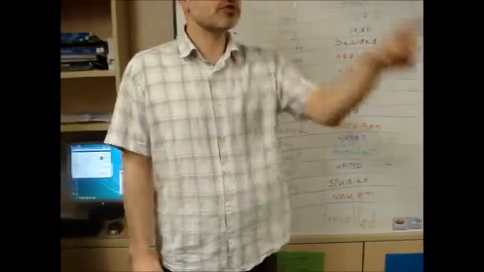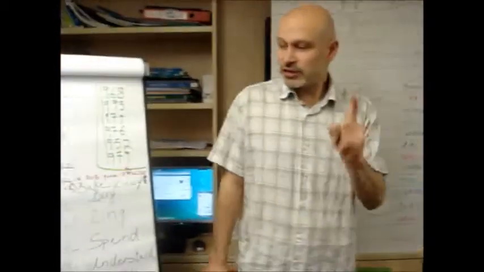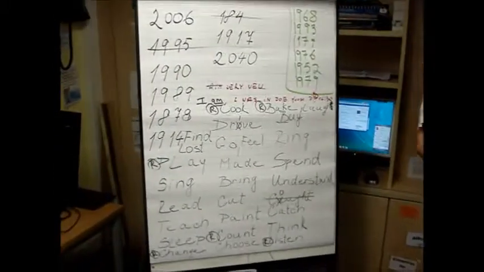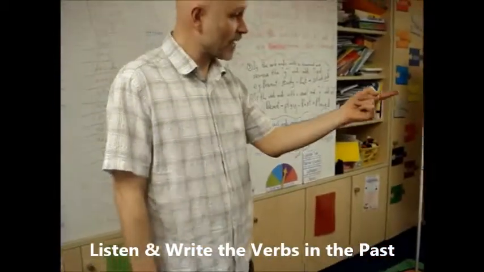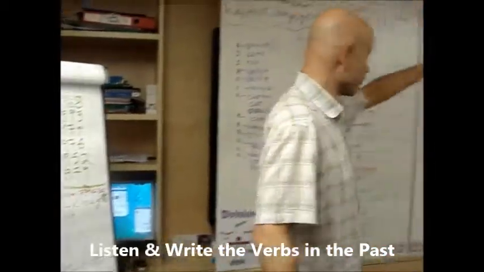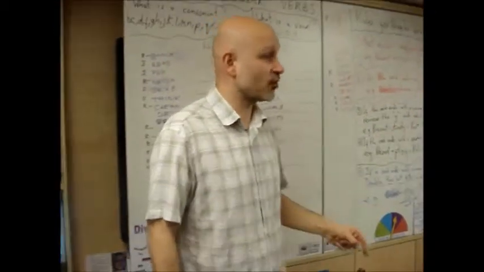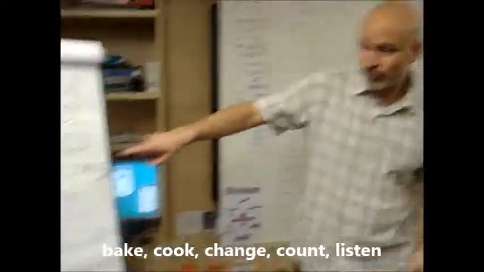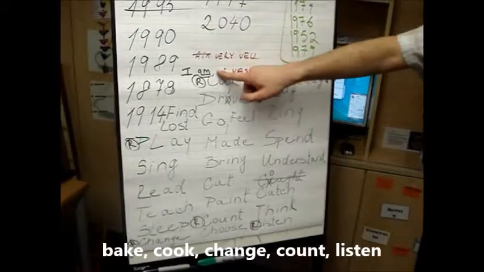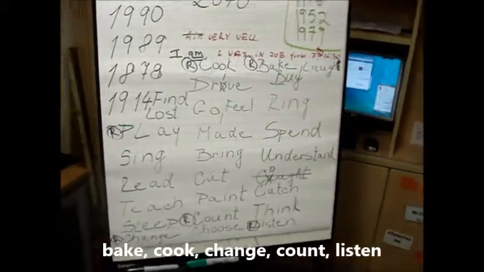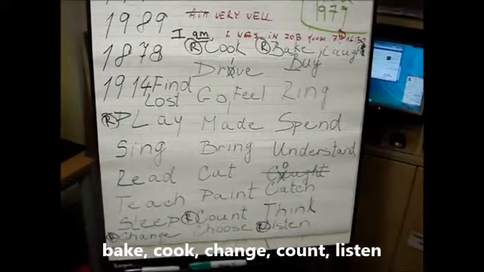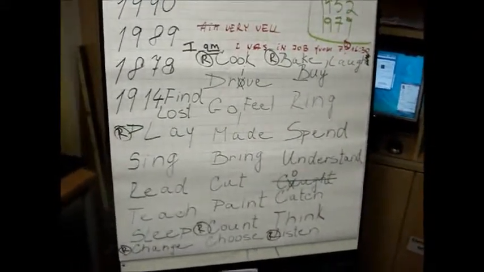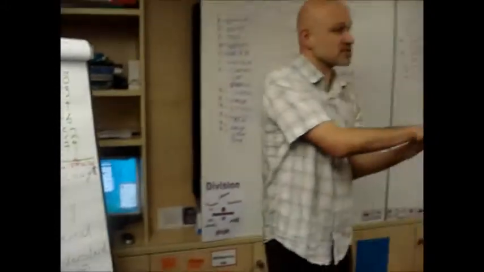What I want you to do for homework is to look at the other regular verbs that are here and write them in the past. I will say them for you now, and then you can copy them from here and write them in the past for homework. So here we've got bake and cook, change, count and listen. 5 verbs. I want you for homework to write them in the present and the past.